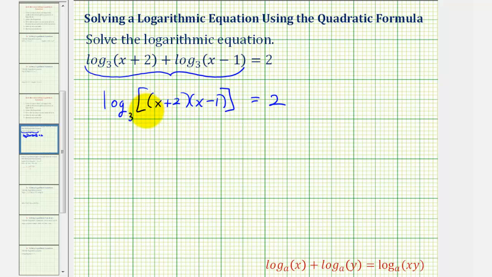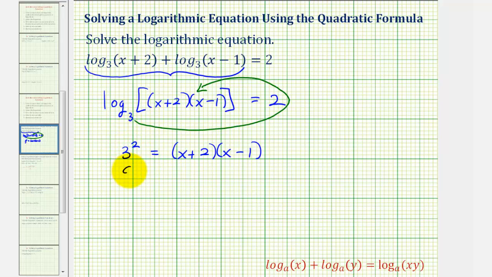Now that we have a single logarithm on the left, we can write this log equation as an exponential equation, recognizing that the base is 3, the exponent is 2, and the number part is this product here. So 3 raised to the second power must equal this product. Therefore, 3 squared equals the quantity x plus 2 times the quantity x minus 1. Notice how we have a quadratic equation, so now we're going to multiply out the right side and then set this equation equal to 0.